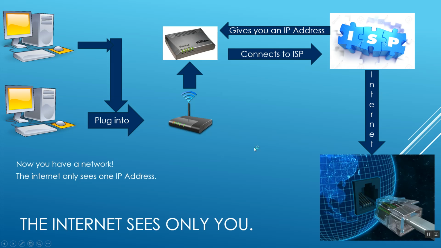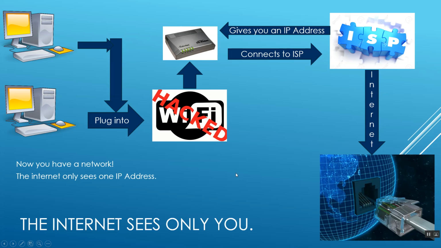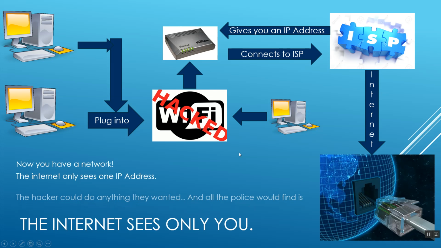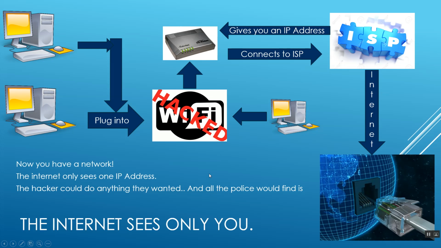Now, this isn't too big of an issue, unless, let's say, you get hacked, or someone manages to get into your Wi-Fi. Let's say you didn't password protect it or something. Then they could just pop onto it and download and do whatever they want. They can attach their computer to it and start searching. Now, the issue here is the hacker could do anything they wanted, and all the police would find is you. They would see that this IP address is asking for various other things, or hacking into things, or downloading horrible things, and they would come to your house, because that's where the information is coming from.